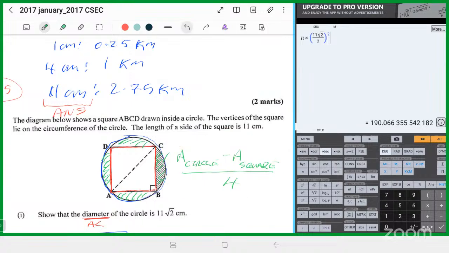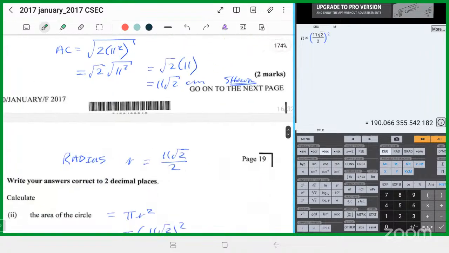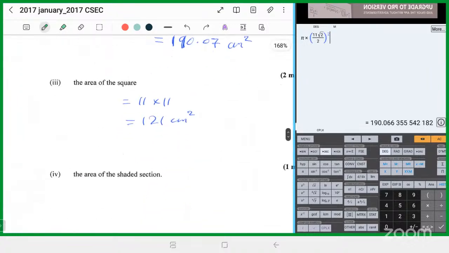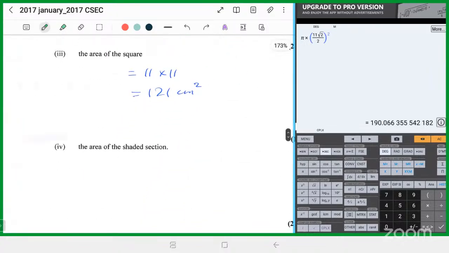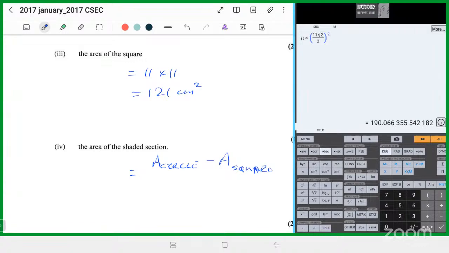Do you understand that? Yes, sir. Good. So the area of the circle minus the area of the square, divided by 4. All right, so it becomes equal to the area of the circle minus the area of the square. That gives you those 4 segments, but you want one of them, so you divide that by 4.